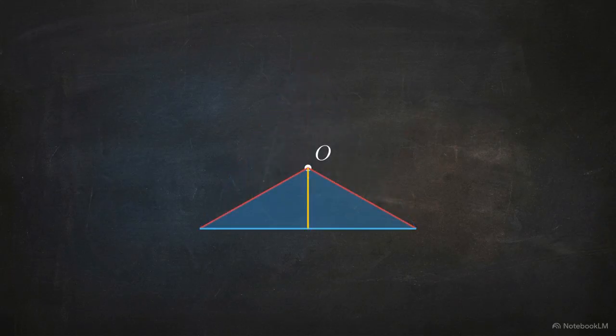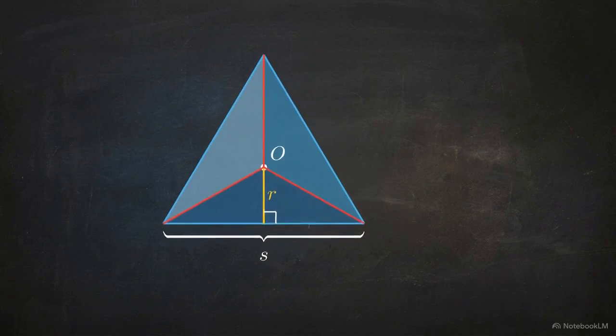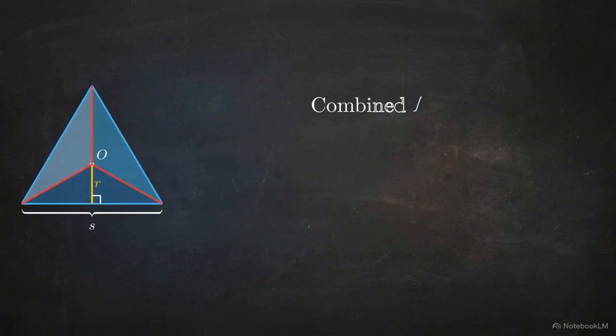To calculate the area of this specific piece, we have to find its exact height. Because the inscribed circle perfectly touches the outer edge, the radius line dropping from the center meets the base at a perfect right angle. That radius acts as the precise altitude for this small subtriangle. With a base of s and a height of r, its area is simply 1/2 s times r.